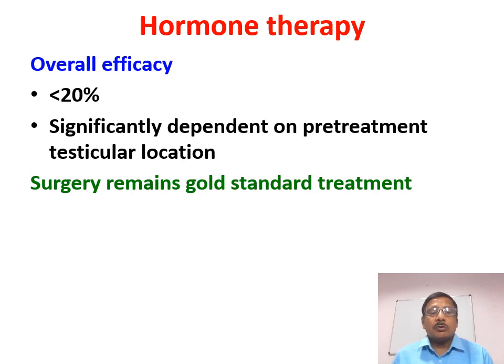As I have told, the overall efficacy is less than 20%, but even then, if you pick up your patient at the age of 5 years, it is prudent to try this hormone therapy. And definitely it depends upon the pre-treatment testicular location. However, surgery remains the gold standard. That is very important for you to understand. If you are asked what is the gold standard at the age of 5 years, the gold standard even at the age of 5 years will remain surgery.